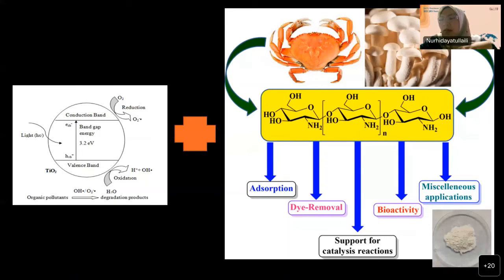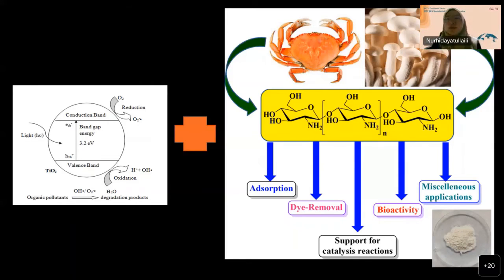Other than that, since chitosan consists of numerous amino and hydroxyl groups, it will assist in the adsorption on the semiconductor or photocatalyst and make sure that a high amount of water pollutant will be adsorbed on the surface of the catalyst.